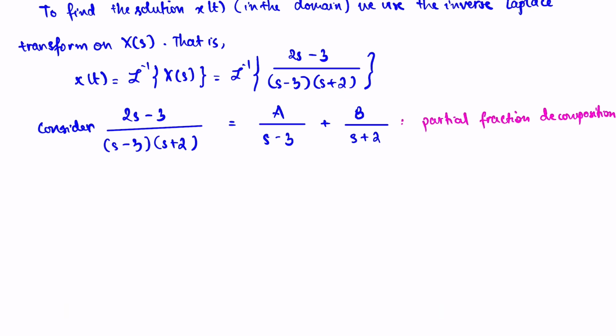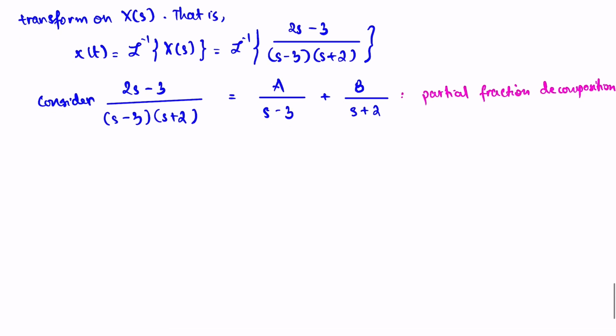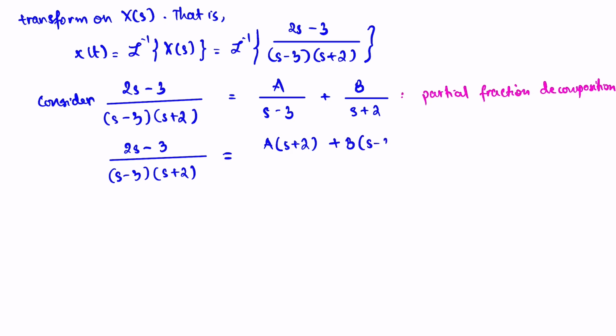The next step is to combine the two fractions on the right-hand side. When you find the common denominator, you have (2s minus 3) divided by (s minus 3)(s plus 2). So this is equal to a times (s plus 2) plus b times (s minus 3), altogether divided by (s minus 3)(s plus 2).